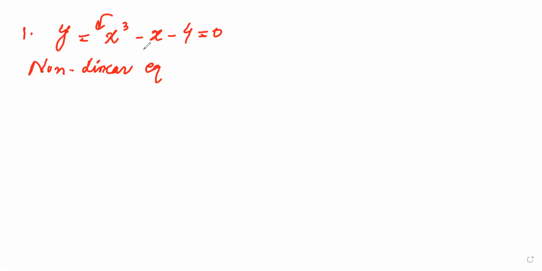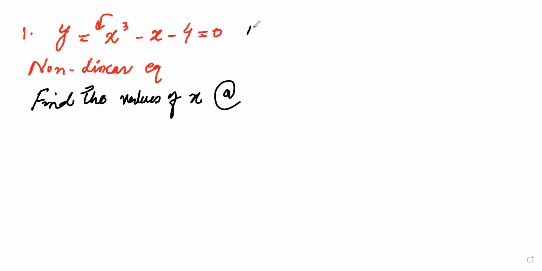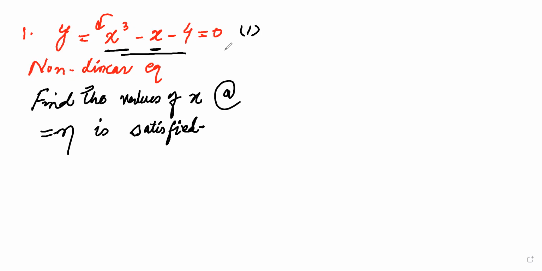Now we are asked to solve this equation. What do we mean by solving the equation? Solving the equation means find the values of x at which equation 1 is satisfied. It means find the values of x which, when substituted in equation 1, will make the left hand side of the equation equal to 0. Okay, we know this is a cubic equation.